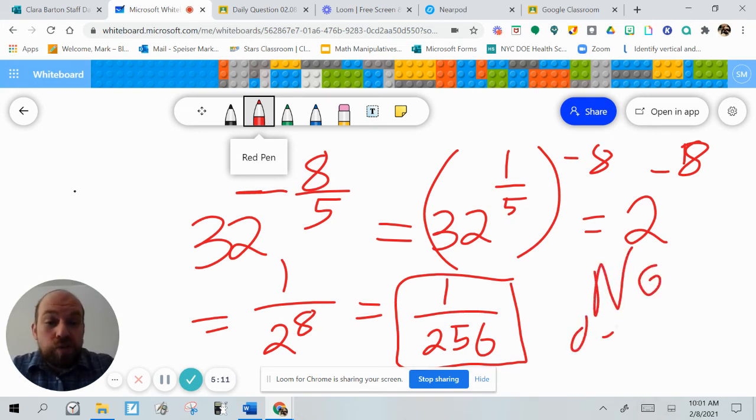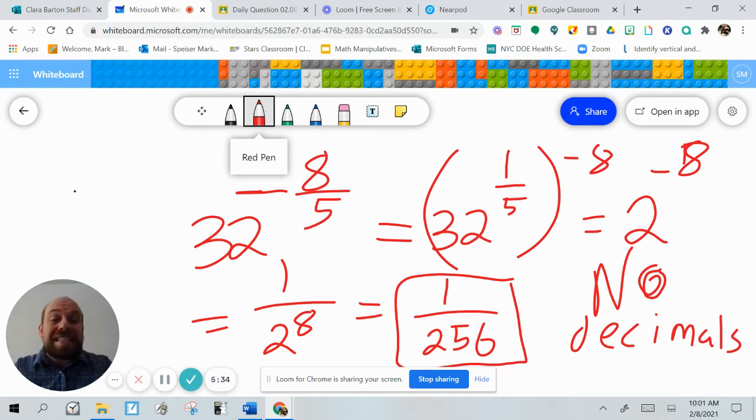You don't want to write these as decimals. No decimals usually. Most teachers don't want to see decimals. I would not want to see decimals if I was your teacher. No decimals. Okay? Hope this was helpful to know what a negative exponent would be when it's a fraction, and also how to work with fractional exponents and what they mean.